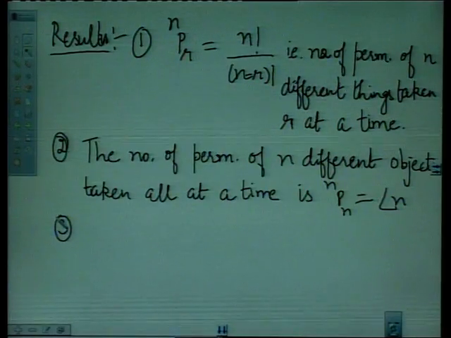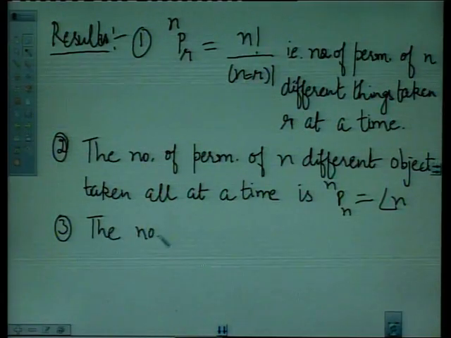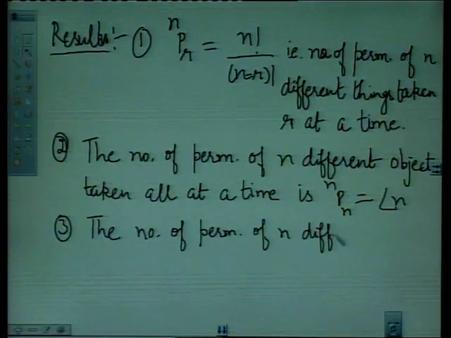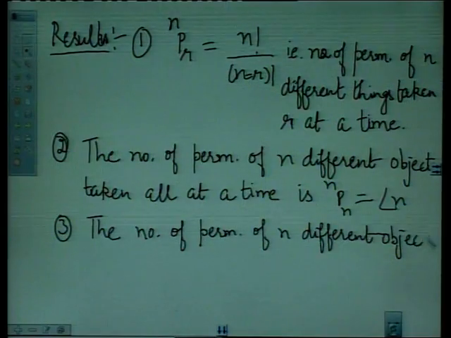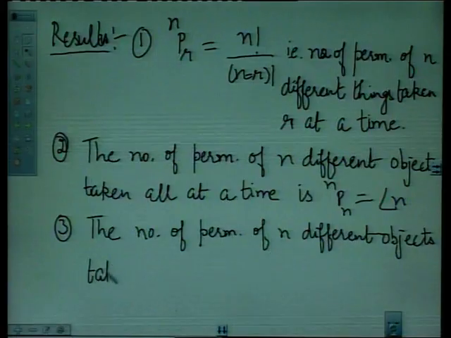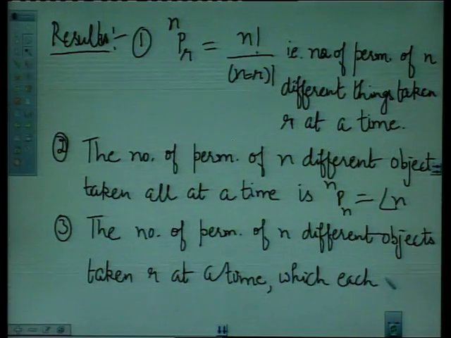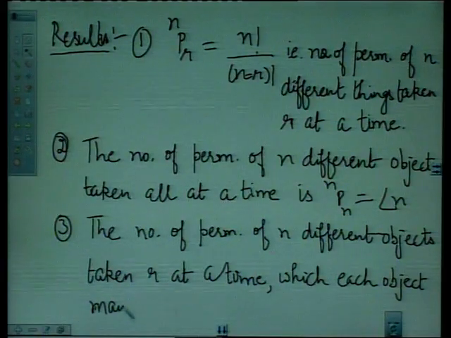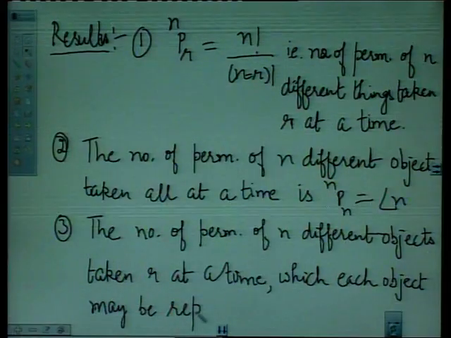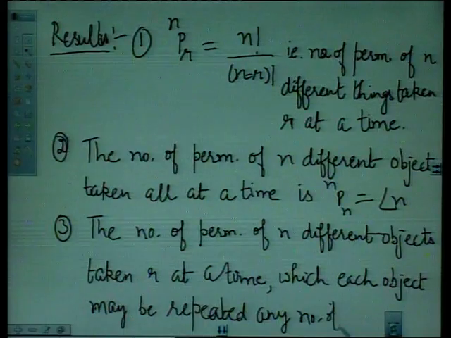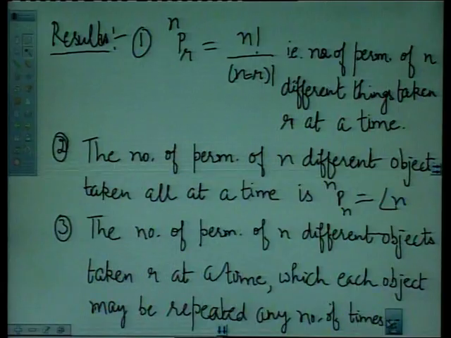Now, result number 3: the number of permutations of n different objects taken r at a time, when each object may be repeated any number of times. These are 3 results. One more result we have to write.